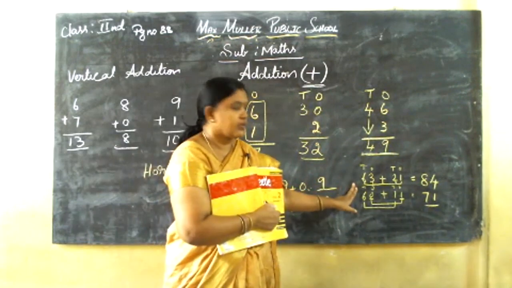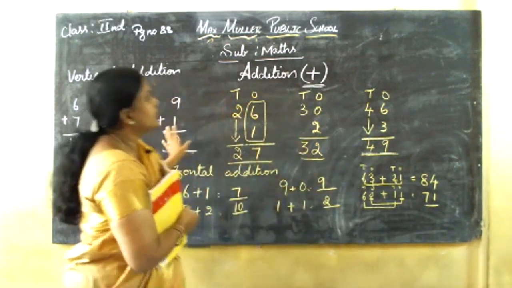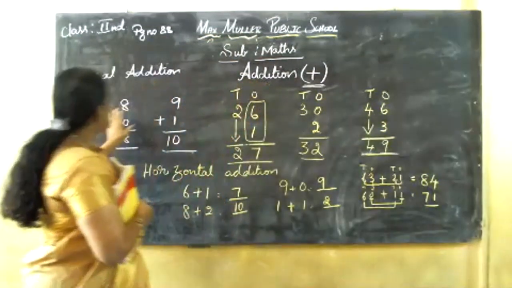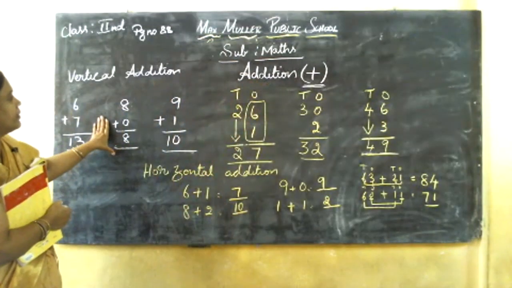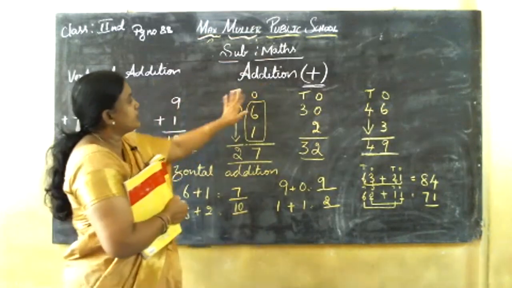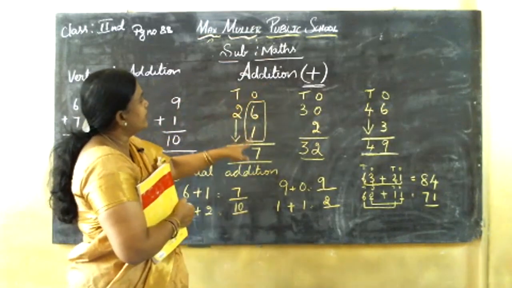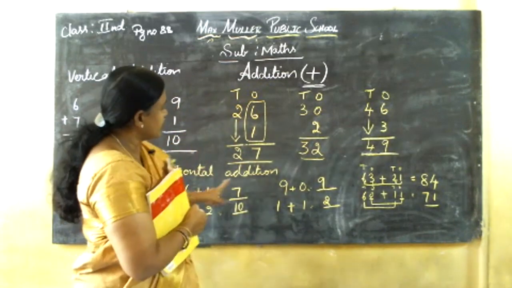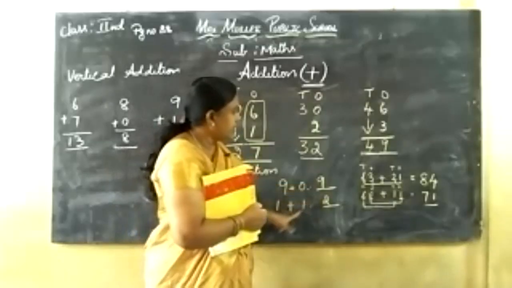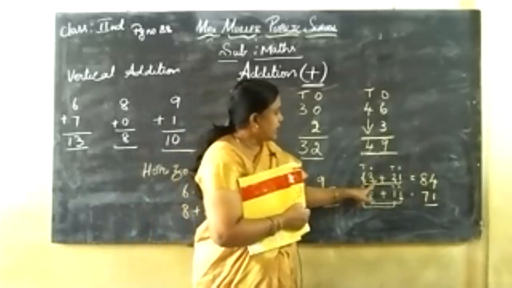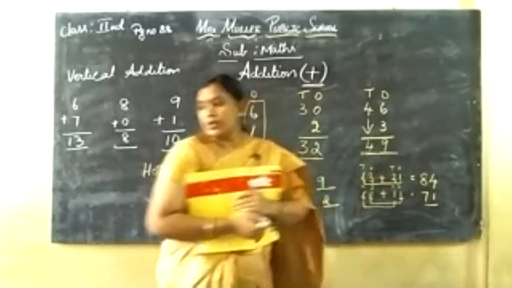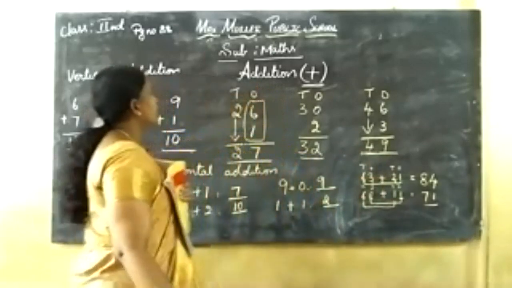Two digit numbers also we did. So now we will go to the textbook. For addition we will use the plus sign. First we use single digit numbers. In 2 digit numbers, first we will add the ones numbers and then we will go to the tens numbers. Horizontal also like that only. Understood children? Now we will go to the textbook.